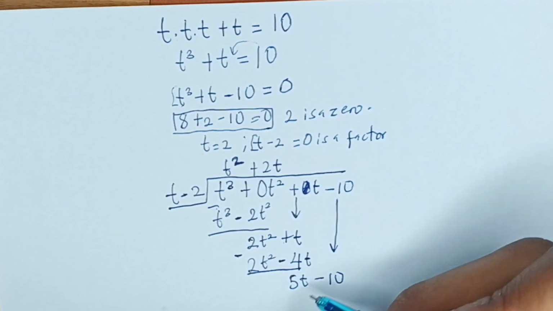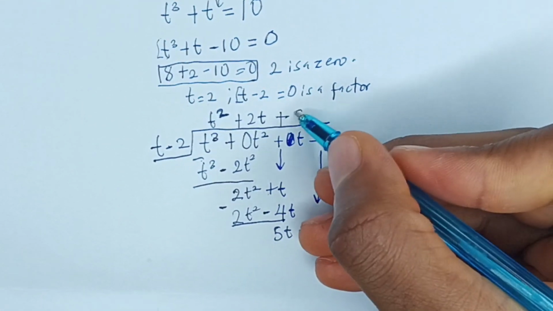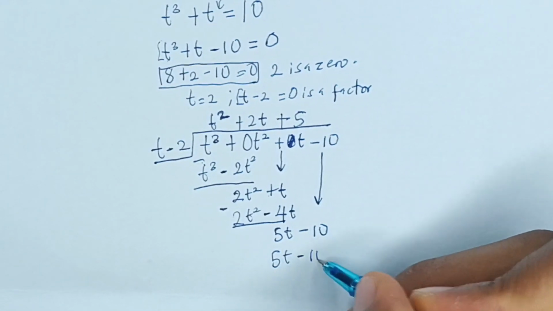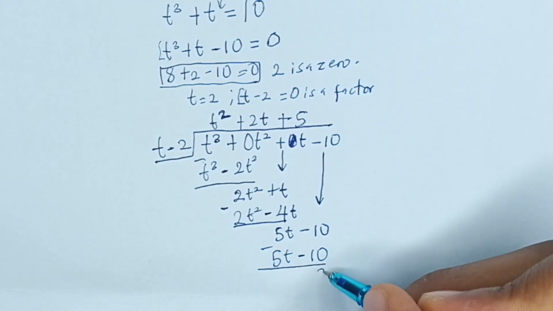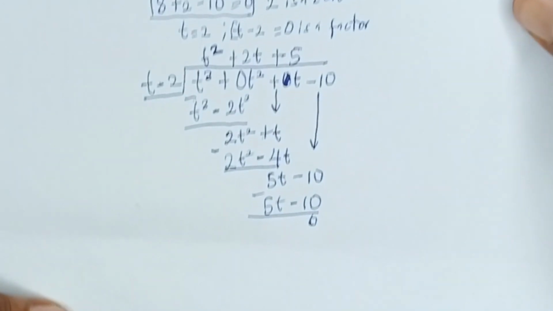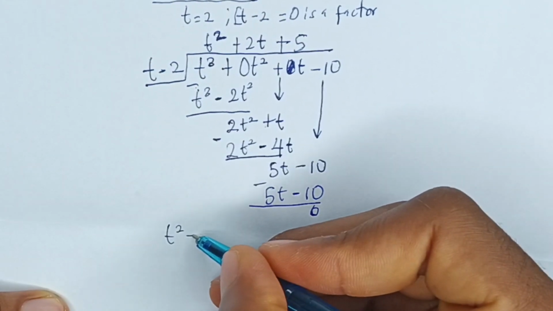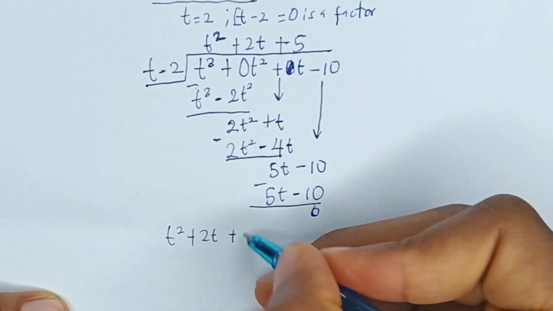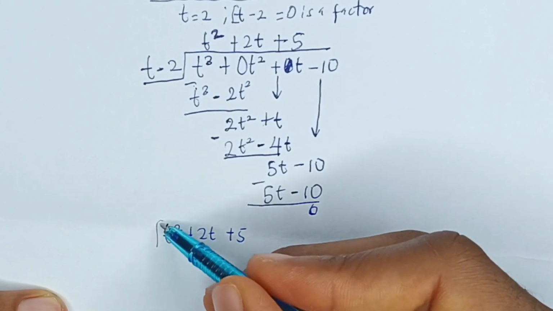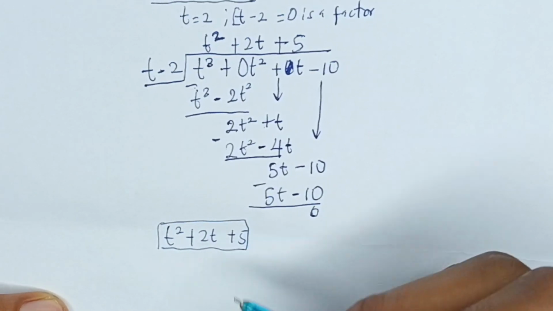So, dividing again, we have 5t into t to give us plus 5. And then this multiplies to give us 5t minus 10, right? So when we subtract, we have 0 remaining. Hence, from here, we can see that the remaining factor is t squared plus 2t plus 5. Okay? Now, we have to solve this quadratic equation to get the remaining zeros. And how do we solve this quadratic equation?